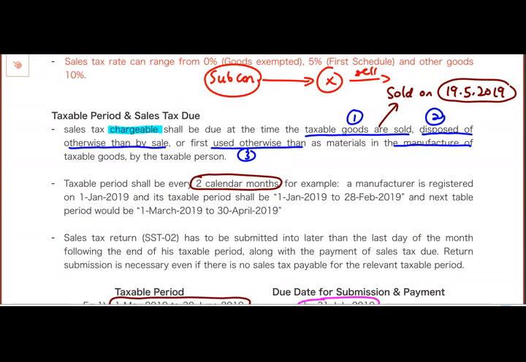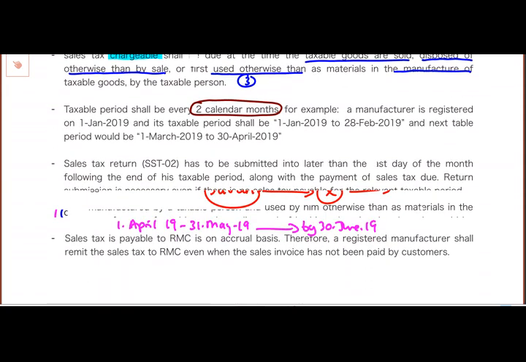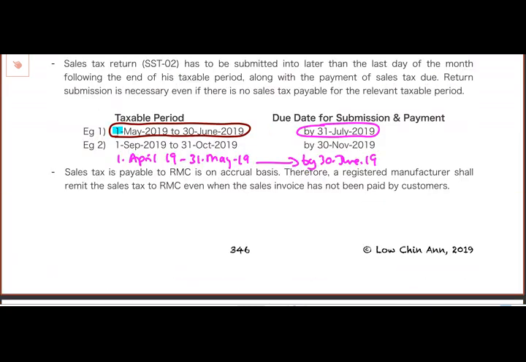So if you say that you made a sale on 19th of May, then I'll ask you, what is your taxable period? If you tell me my taxable period is May to June, then the sales tax must come to the custom 31st July, the last day. But if you tell me that your taxable period is April to May, because May is still there, then your sales tax must reach custom latest 30th of June. So it depends on your taxable period. Okay? Now that's how the taxable period works for sales tax. Okay, turn to the next page.